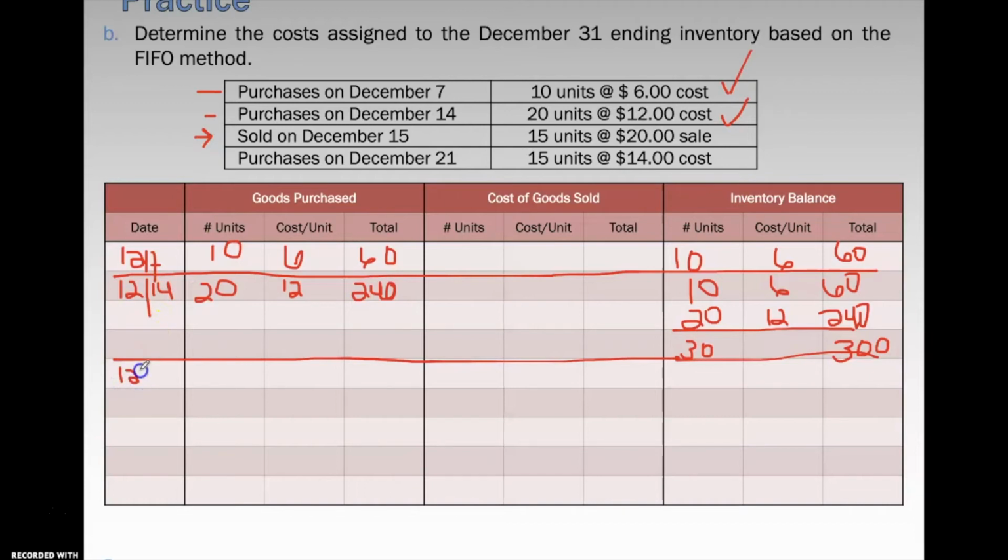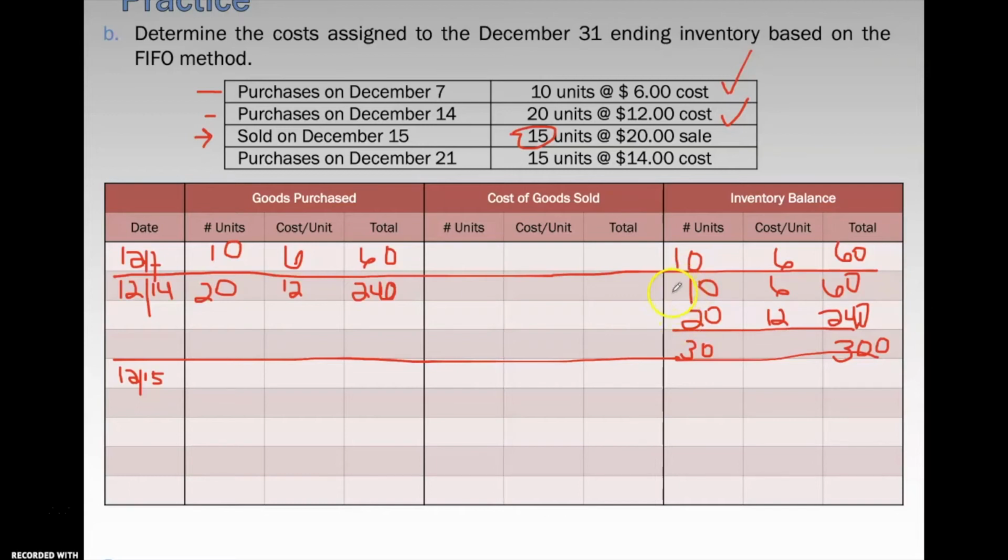So the sale is where it becomes a little bit different. We have, it was on the 15th. Okay, so you really do have to analyze this. We sold 15 units. Which 15? Because we're doing the FIFO method, we're going to assume that the first thing we bought is what we sold. So we sold 15 units. Where do those 15 come from? We start at the top and you work your way down until you have all 15 accounted for.